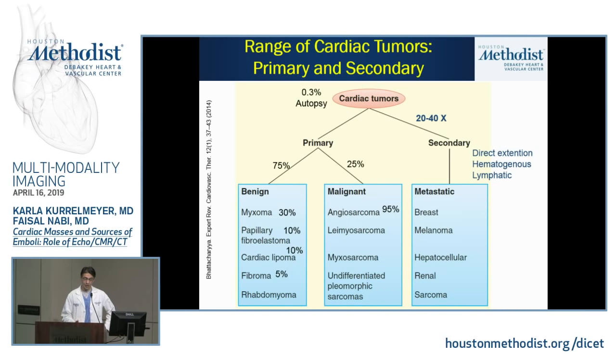Secondary tumors include metastasis that is spread directly from the lungs, hematogenously through the blood, or through the lymphatics. These are most commonly breast, melanomas, hepatocellular, renal, sarcomas. And then the primary tumors, the vast majority of which are benign, 75%, include your myxomas, papillary fibroelastomas, fibromas, and then the rare malignant primary tumors, the most feared of which is your angiosarcoma.